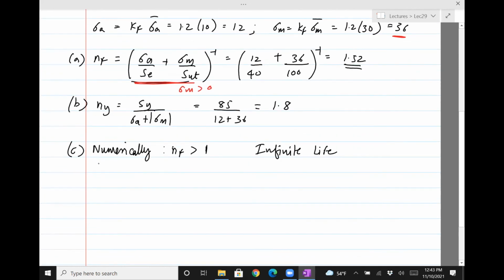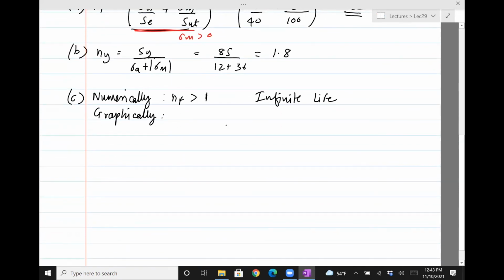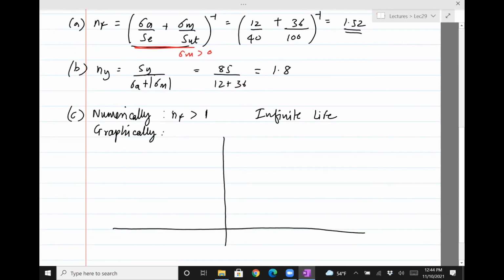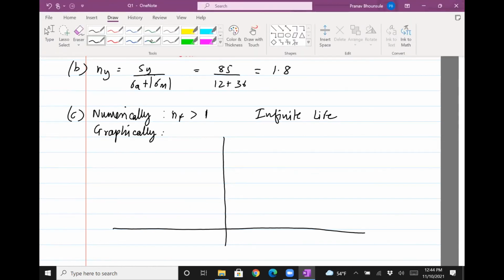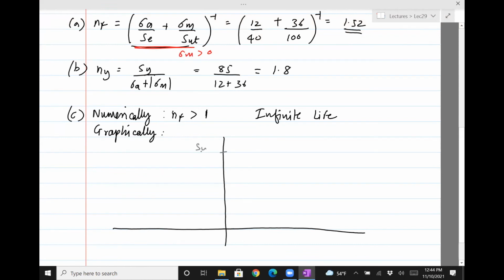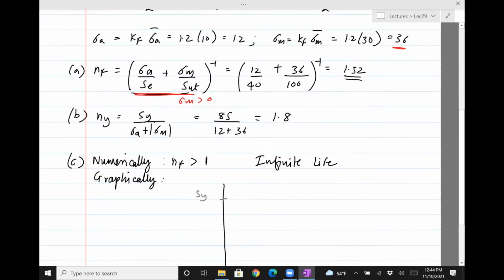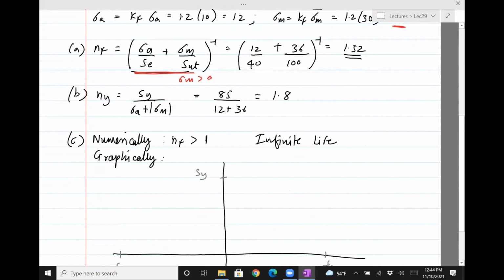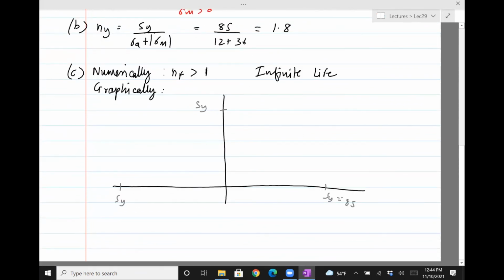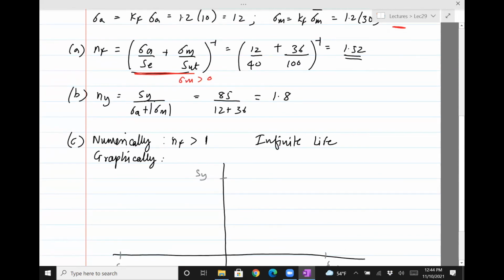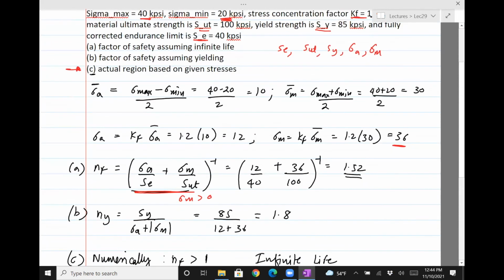We can also do this graphically in the following way. We need to make a plot of the yield line, and a plot of the fatigue line, the Goodman line. So let's do that. First is the yield line, what is known as the Langer line. Sy is 85, and then we need SUT, which is 100, and SE, which is 40.